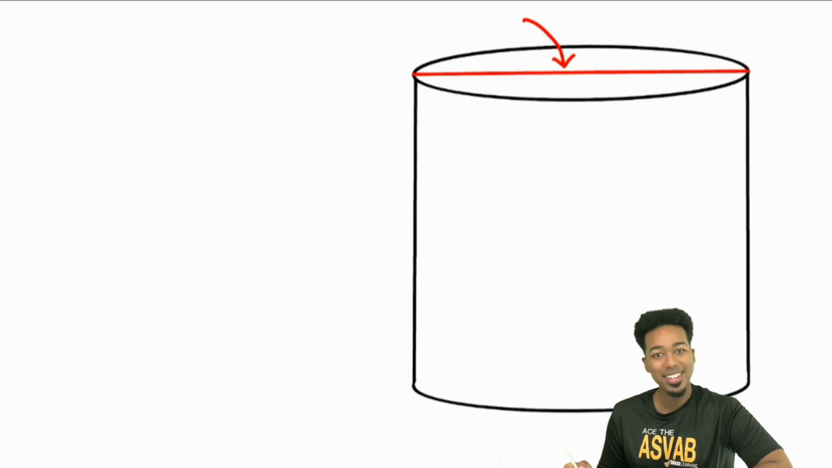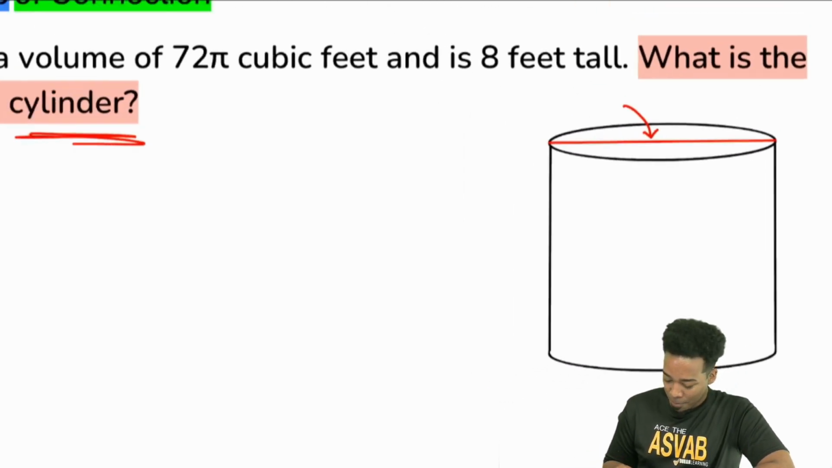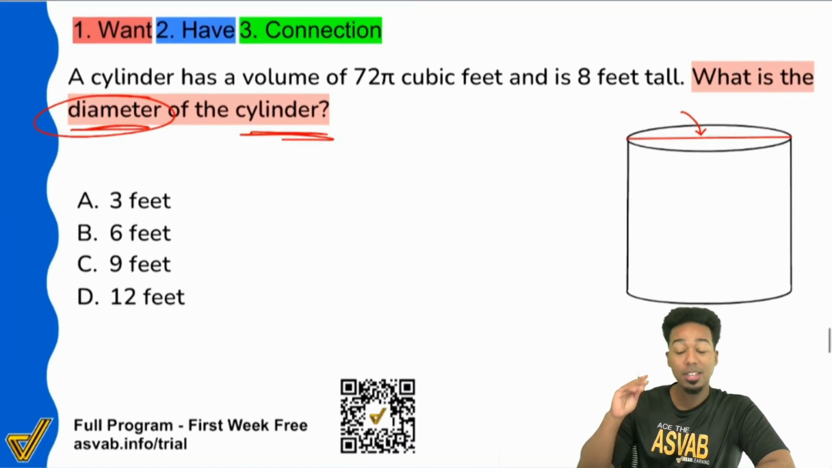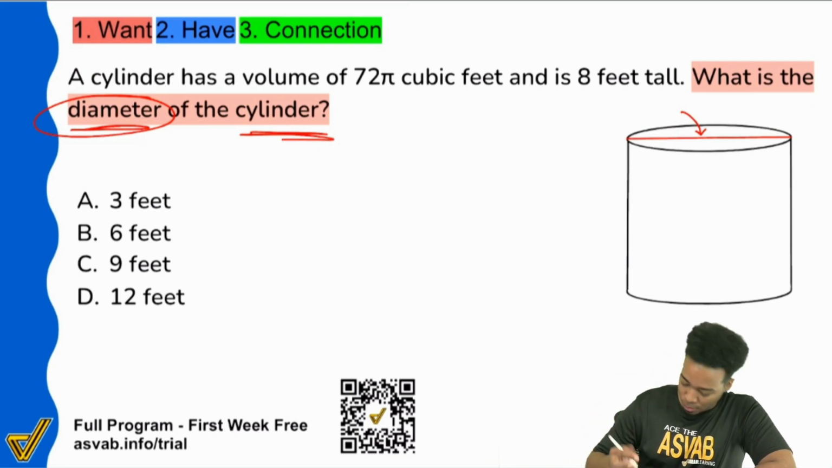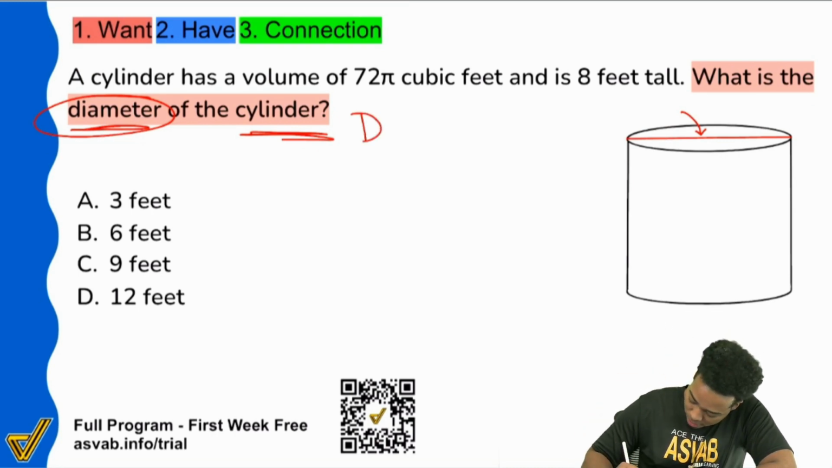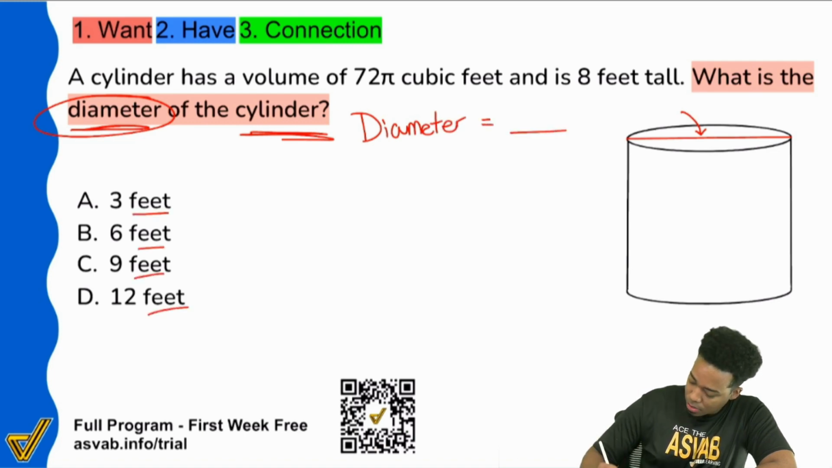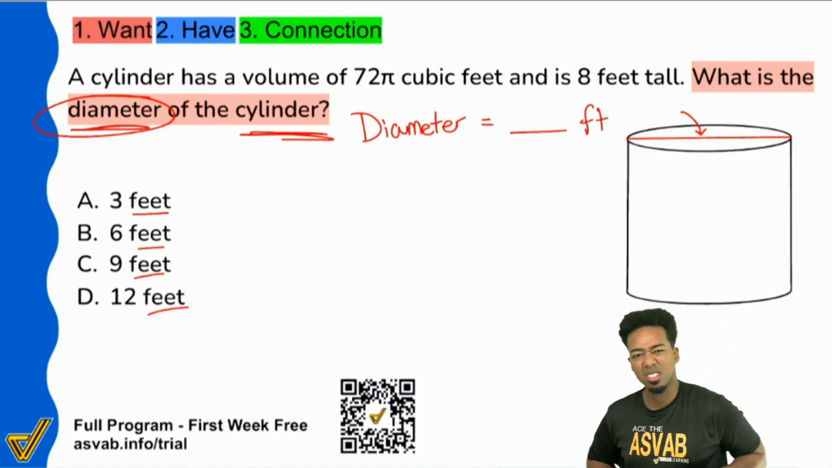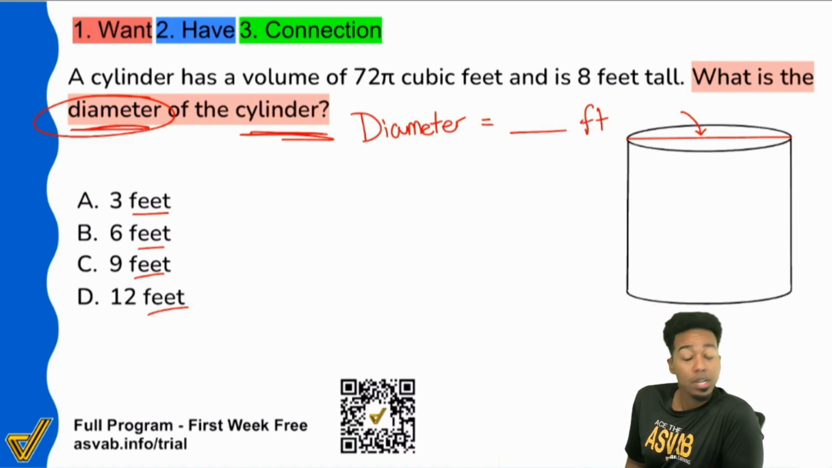So let's go ahead and have some fun. Let's see how we're going to get this done. But be careful here. Be consistent. Be accurate. We want the diameter. So diameter equals blank. And we see that the choices tell us feet. So I'll go ahead and say blank feet. Nice and easy.